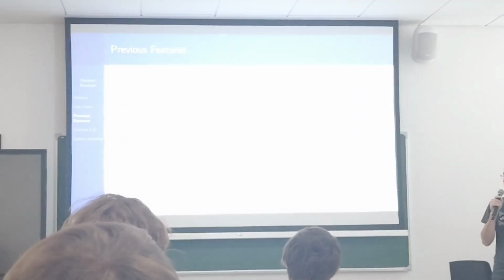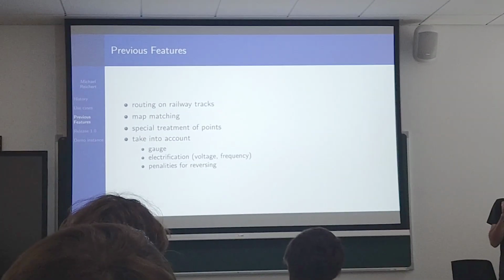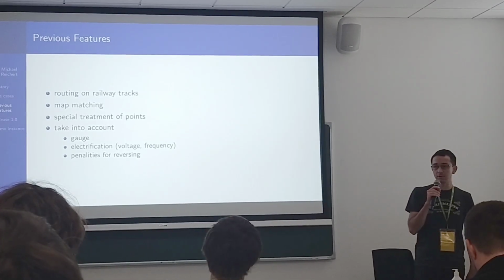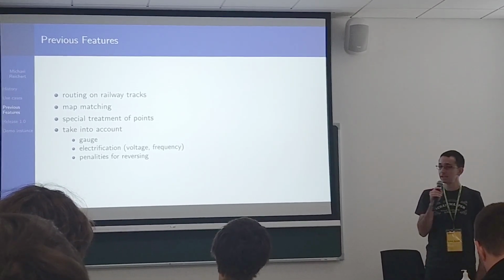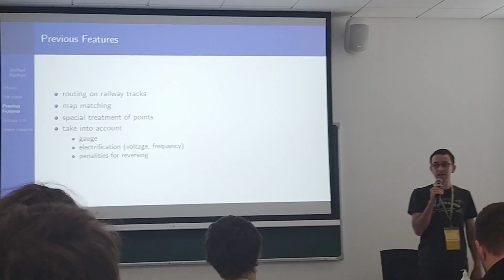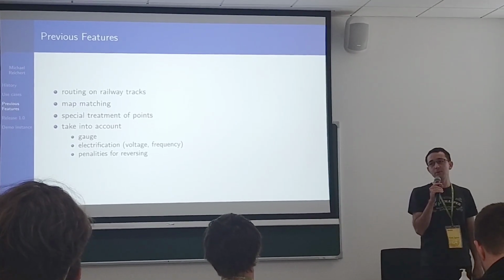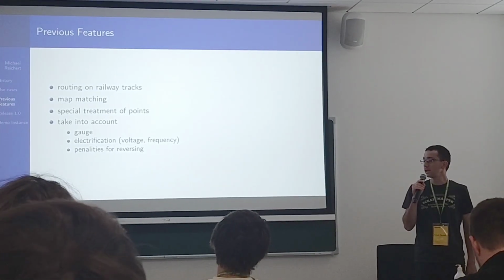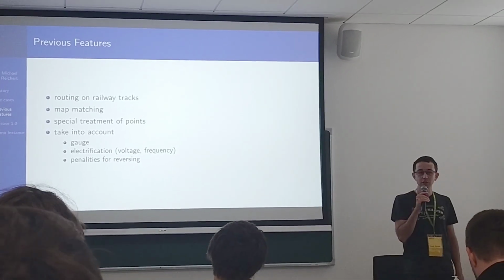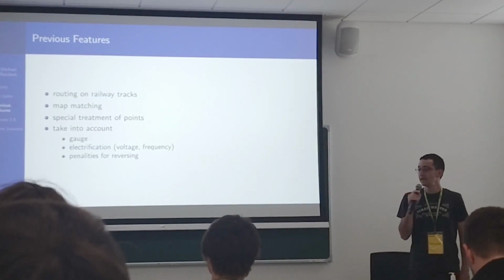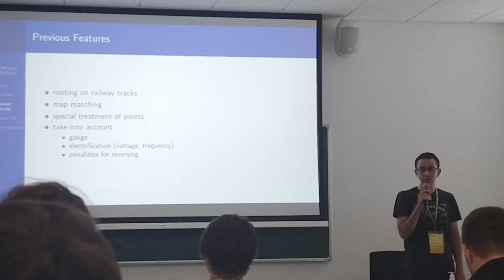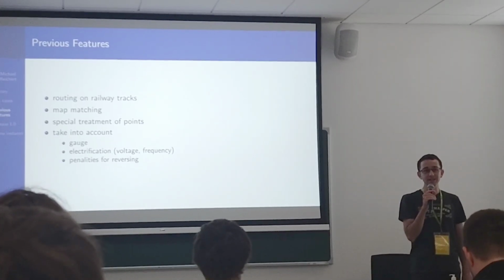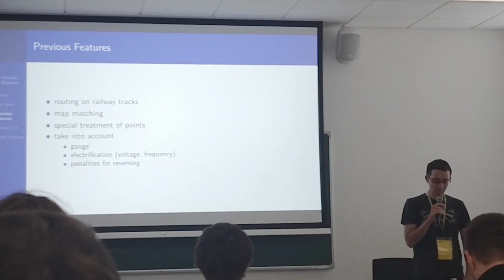So what are the features OpenRailRouting had already? It was able to route railway tracks. It offered map matching using GraphHopper. It had a special treatment of points, which means that it does only those turns at points that are technically possible. And it took already into account the gauge of a railway track, electrification, which means voltage and frequency, and it included penalties for reversing, so that you didn't get spike-shaped routing results, but instead make a loop.